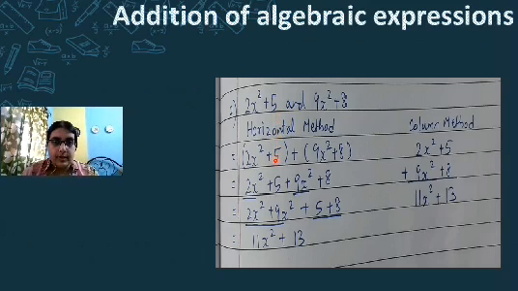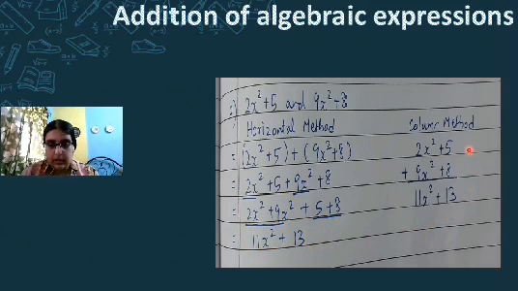So when we do it by the horizontal method, we simply add the binomials. We open up the brackets. 2x squared plus 5 plus 9x squared plus 8. I group the like terms together, which is 2x squared plus 9x squared, and I group the numbers together, plus 5 plus 8. 9 plus 2 is 11x squared, plus 5 plus 8 is 13.